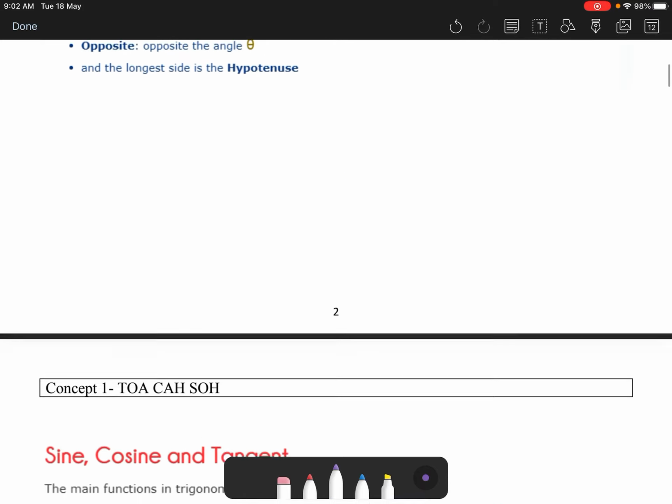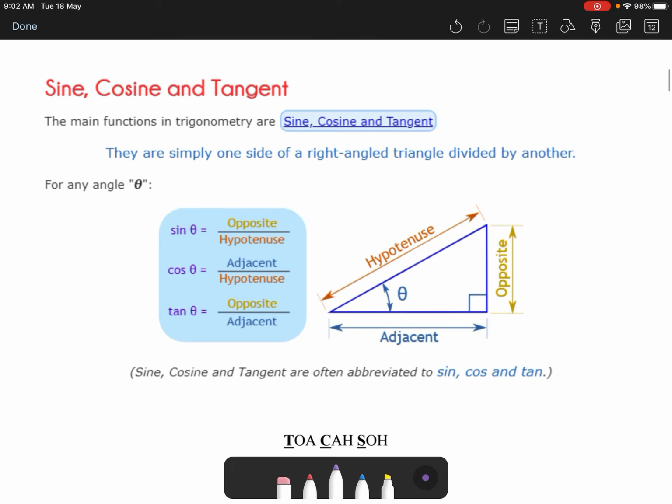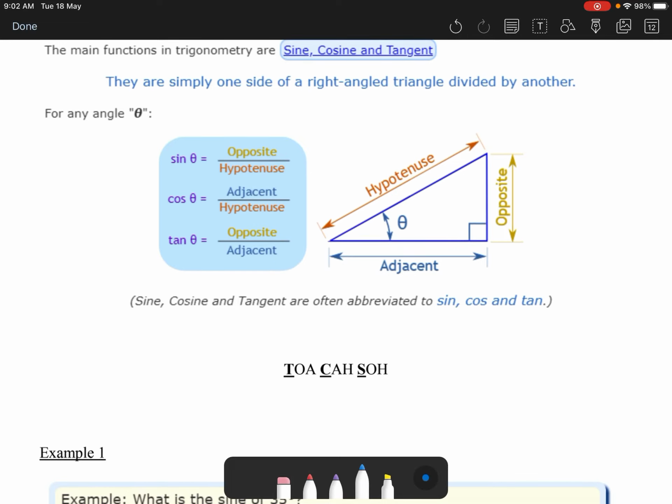Okay, let's go to concept 1. Concept 1 is what we call the TOA SOH. The main functions in trigo are the sine, cosine, and tangent. So how do we find sine theta, the sine of the angle? If you look at your TOA SOH, the SOH is the sine. So sine theta, the angle that we label right here, is equal to opposite over hypotenuse.